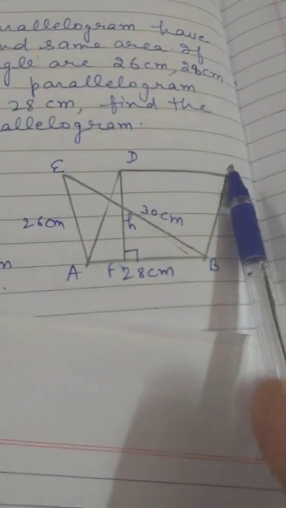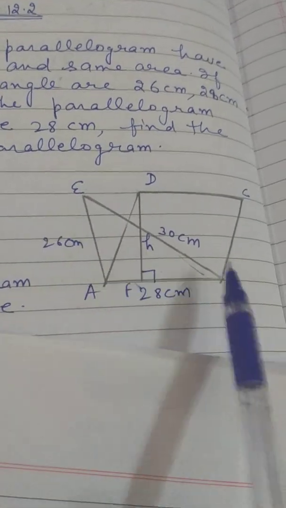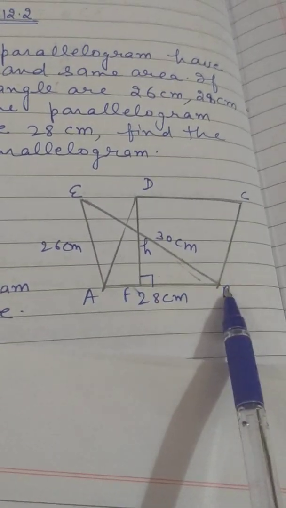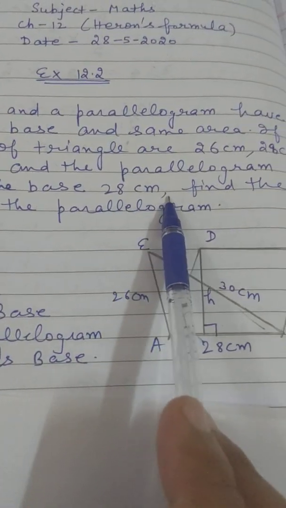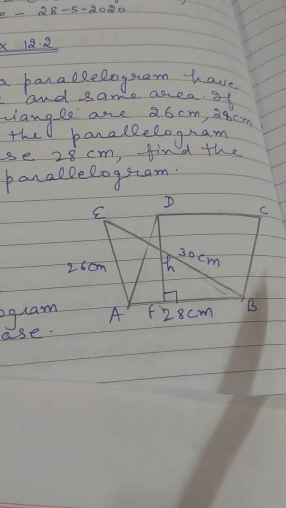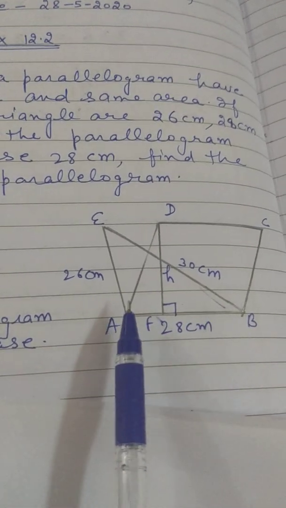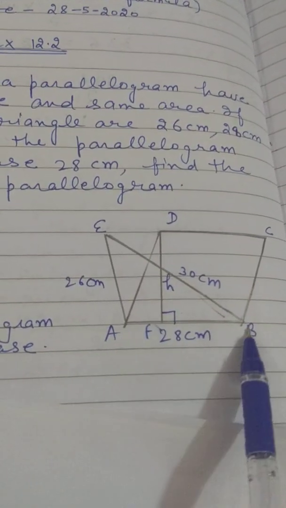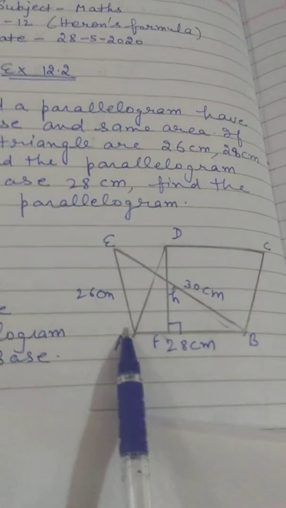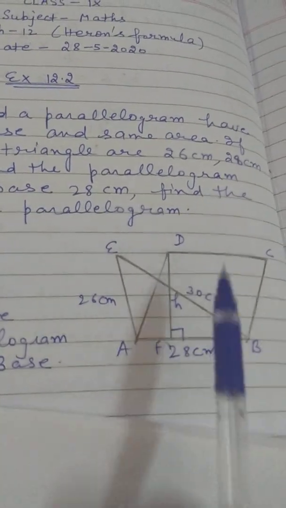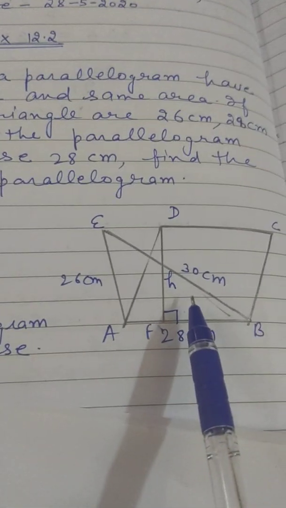In this figure, ABCD is a parallelogram with the base AB and AEB is a triangle with the base AB. Now we are given the parallelogram stands on the base 28 cm. Therefore, AB equal to 28 cm. We are also given that the triangle and the parallelogram have the same base. Therefore, AB is the common base of the triangle and the parallelogram. AB is 28 cm, AE 26 cm, EB 30 cm. DF is the height of the parallelogram. We have to find the height of the parallelogram, that is DF.